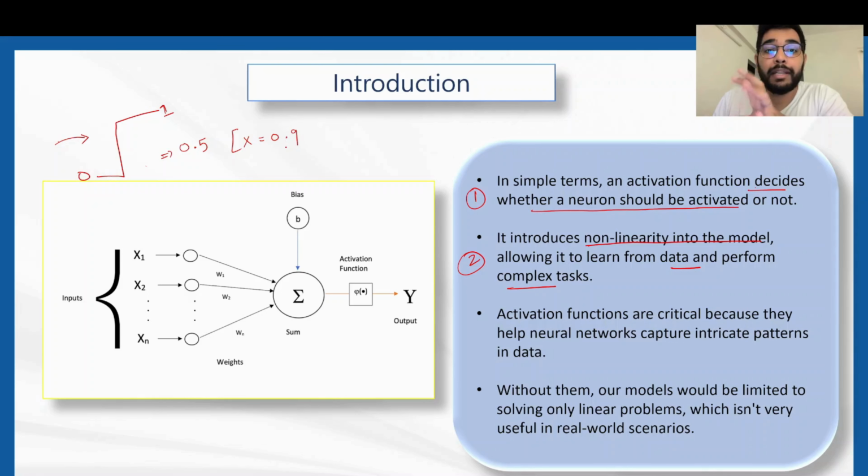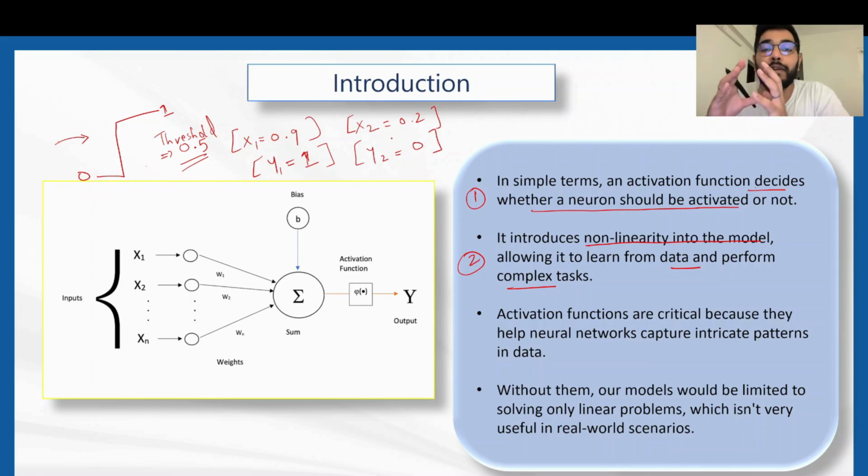since 0.9 as an input is greater than this threshold of 0.5, we are breaching the threshold. The output y for this particular input x would be 1. This is what is meant by a step function. In the second scenario, let's say x1 and y1, and x2 is 0.2. Since it is not breaching the threshold of 0.5, the output for this input given to a step function would be 0. This is the working of a step function.